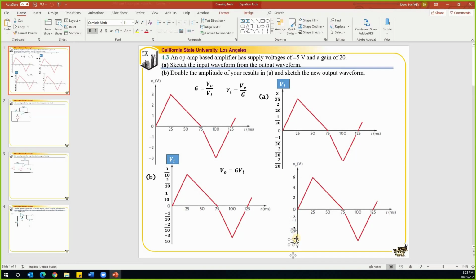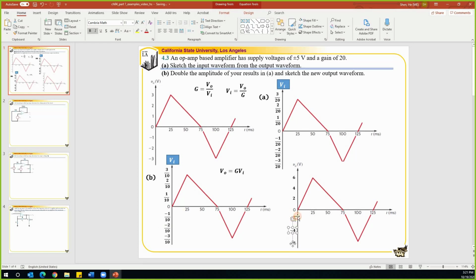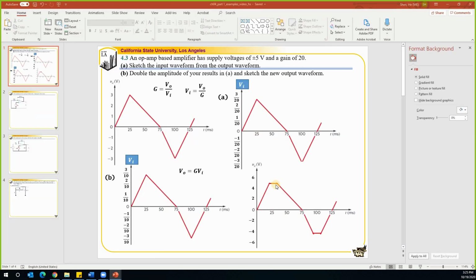If it's in the linear range, we should get this result, right? Let's check if it's still in the linear range or not. We know that the power supply has a range of plus minus 5 volts. So the maximum output should be between 5 volts and negative 5 volts. It won't be able to reach 6, because it enters the saturation region. So we need to revise this. You can only go up to 5 volts. It will max out at 5.